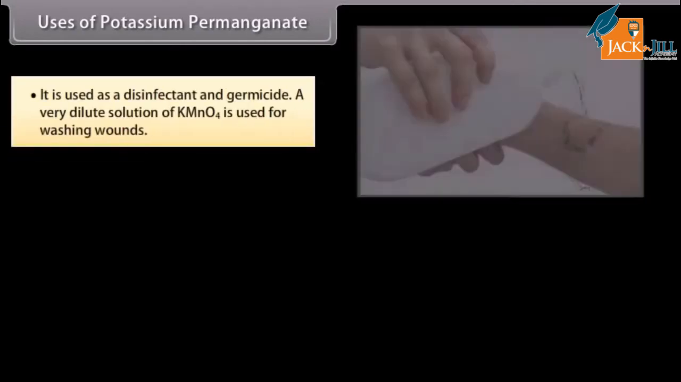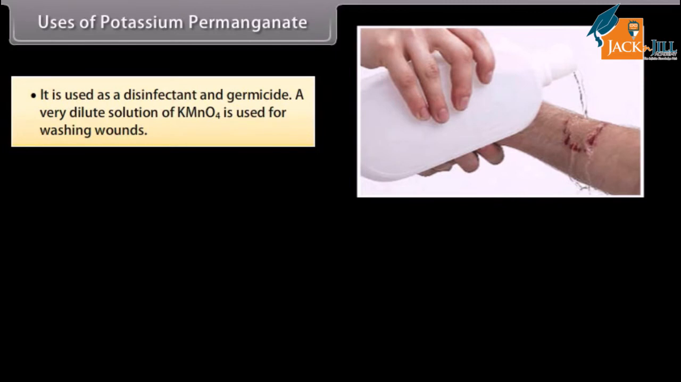Uses of potassium permanganate. The important uses of potassium permanganate are the following. It is used as a disinfectant and germicide. A very dilute solution of KMnO4 is used for washing wounds.